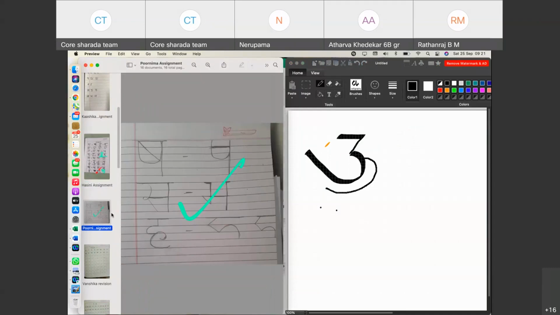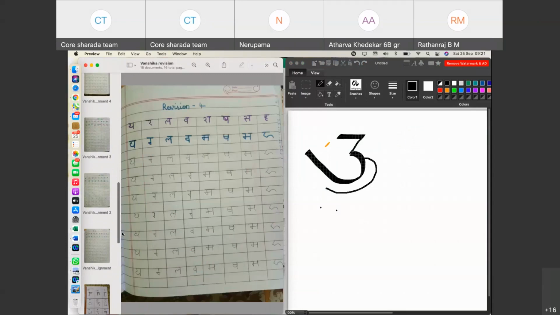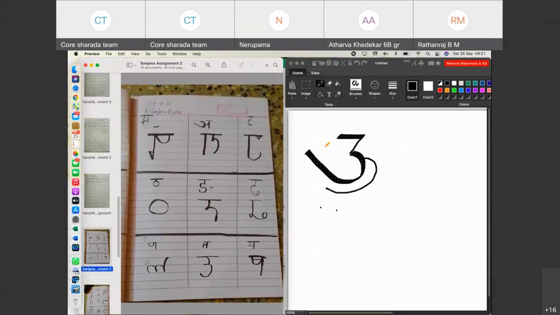This is nice. This is Purnima's assignment. Okay. Now, so here particularly these assignments, I would say keep practicing it like this. There's one more assignment I would like to pick here. See, like this. So this is Sanjana's assignment.